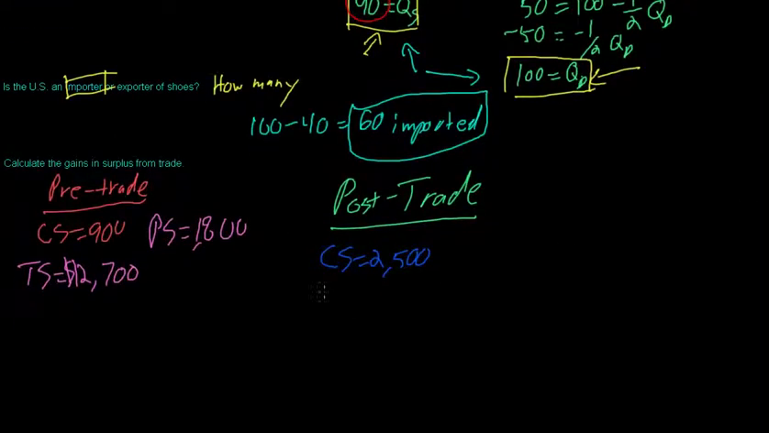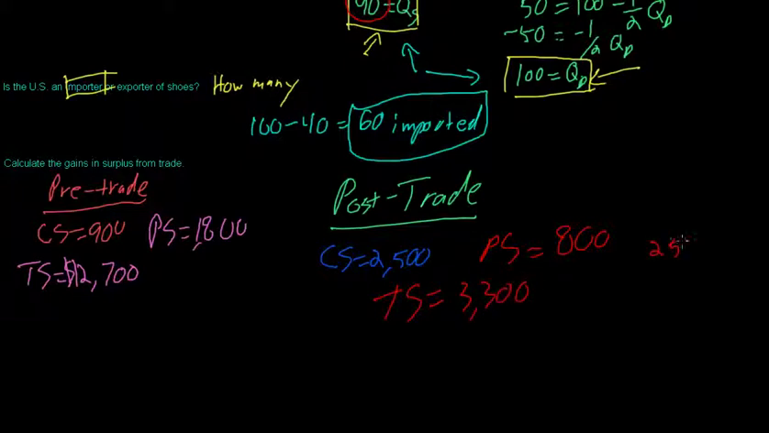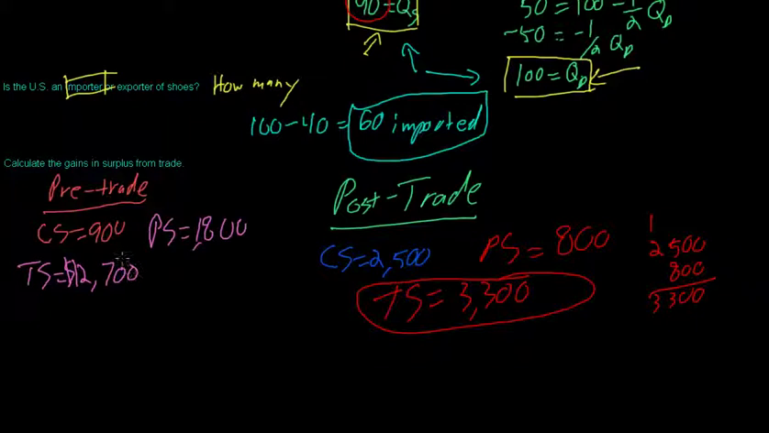So producer surplus is 800, but total surplus has grown. 2,500 plus 800 will be 3,300, I believe. Let me just check that. 2,500, 800, 0, 5 plus 8 is 13. Yeah, 1, 3. Okay, so total surplus has grown from 2,700 to 3,300.